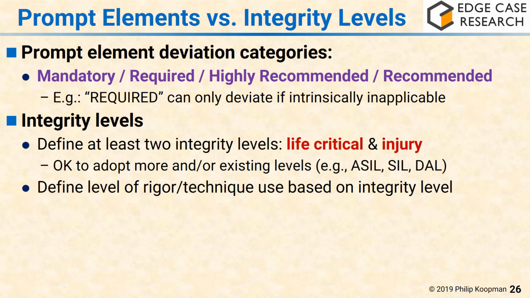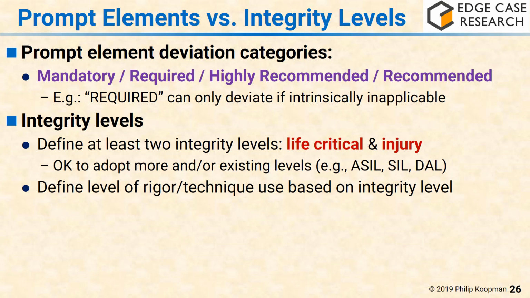Orthogonal to that is integrity levels. So these are going to be things like ASILs or SILs or DALs, depending what background you have. And there are only two integrity levels required. One is life critical, another is injury. You probably want a third one, which is not safety relevant, QM in ISO 26262. So in practice, you'll probably have three. You can have more if you want. It's designed to be compatible. If you want to use the ASILs, ABCD out of ISO 26262, go for it.